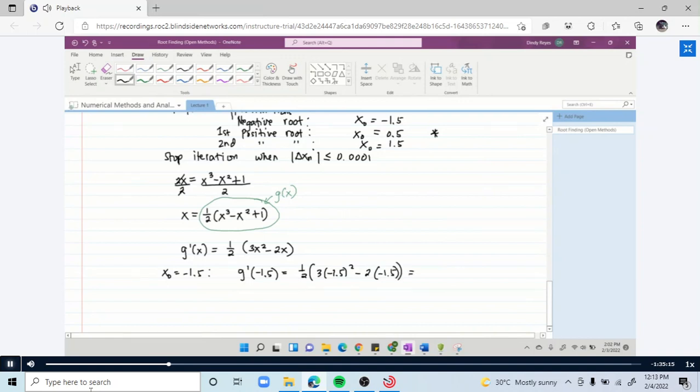Using your calculators, what is the value of this? Kindly check if we'll have the same answer. It's 4.875, which is greater than 1. Greater than 1, so it means that the solution will not converge to the negative root if you use this rearrangement. Okay, if you use this formula. So this is divergent.